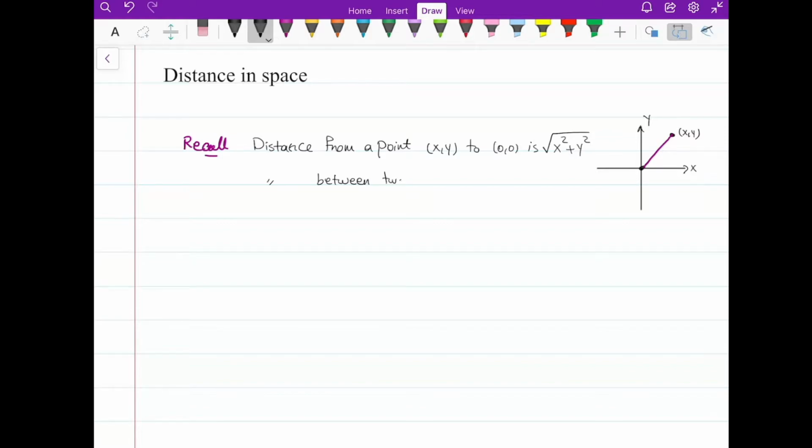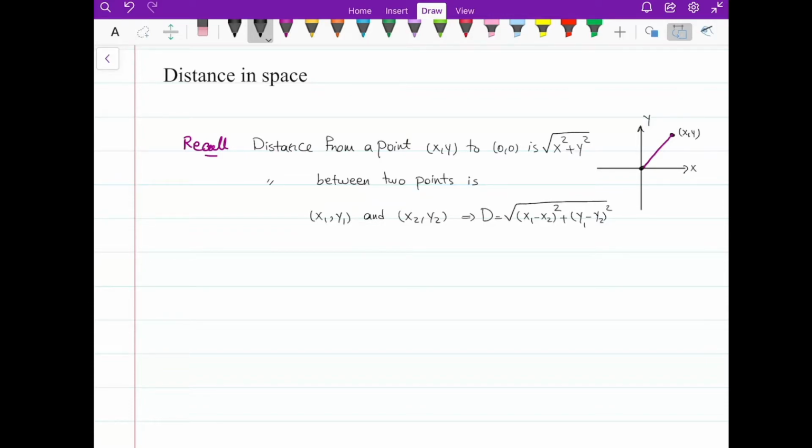And then the distance between 2 points is this. If we have the 2 points (x1, y1) and (x2, y2), then the distance would be the difference between the first coordinates squared plus the difference between the second coordinates squared, under square root.